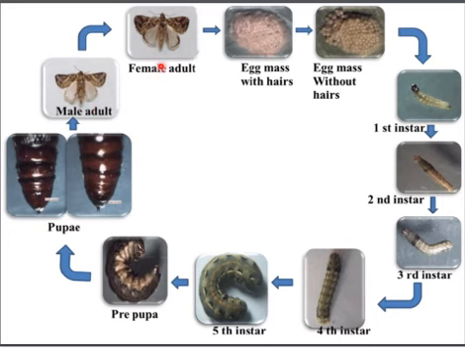Male adult and female adult, after reproduction, produce egg masses with hairs and egg masses without hairs. They produce both depending upon their environment. Then first instar, second, third, fourth, fifth, and prepupal, pupal, and again adults.